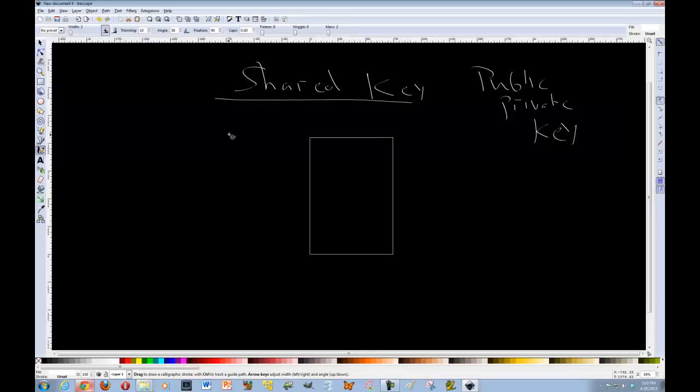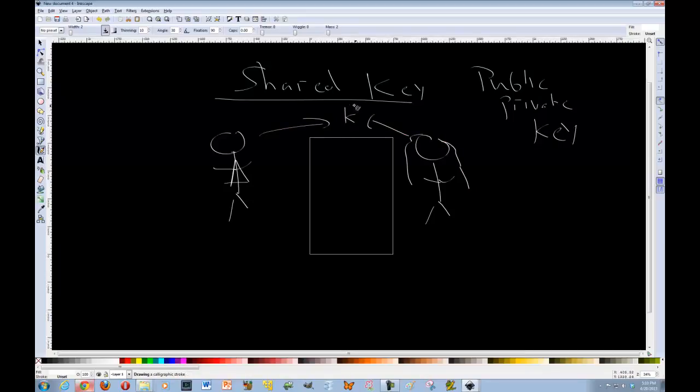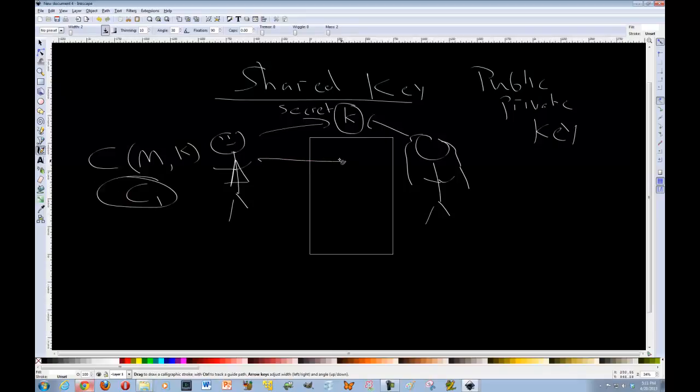Under the shared key case, Bob and Alice meet up at the park. They go somewhere and decide on a secret key K. Okay, so we'll write secret right here. And what Bob does is he takes a cryptographic function, it can be very many, and he takes the message he wants to tell Alice, and he uses that secret key, and it outputs a cryptographically secure message.